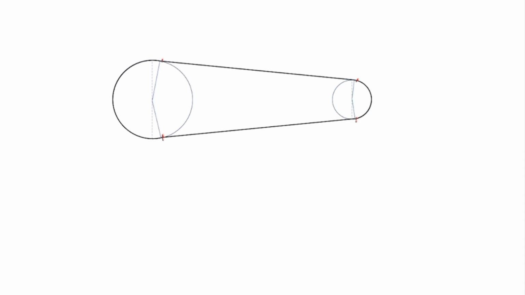First of all, these are two pulleys. This is the belt that is wrapped around it. These are the diameters of the two pulleys. These are the points where the contact between the pulley and the belt either starts or ends. So let's join these points with the center, and this is the central distance between the two pulleys.